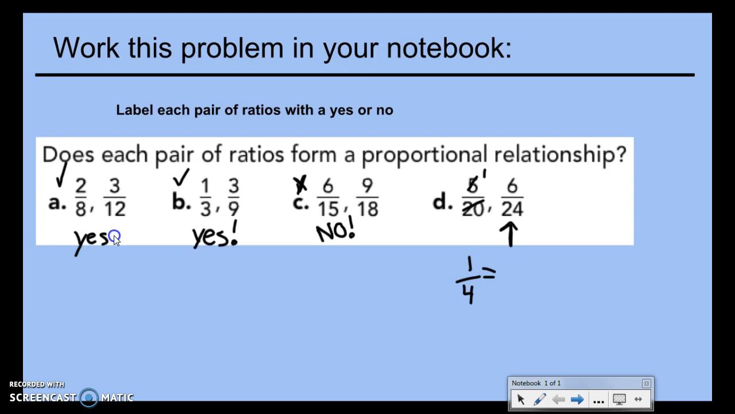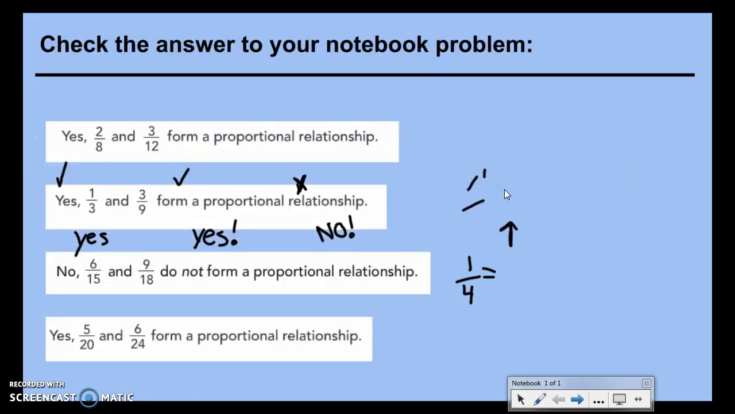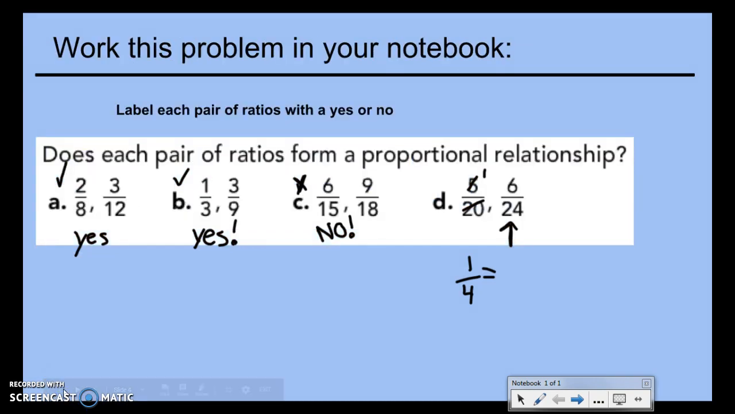Yes. 6 can be reduced by, oops, go back. Oh my gosh, go back. There's your answer. So 6 can be reduced by itself, which gives you 1, and 24 can be reduced by 6, which gives you 4. So if you put yes on the board, you are correct.